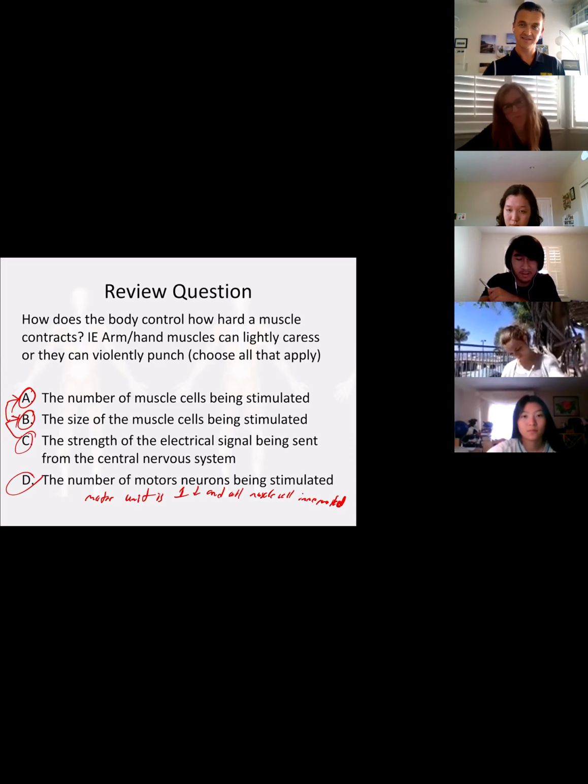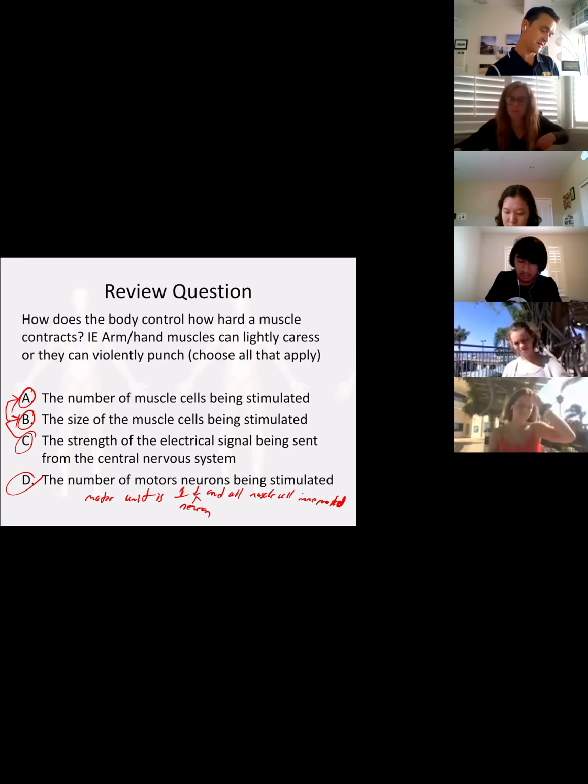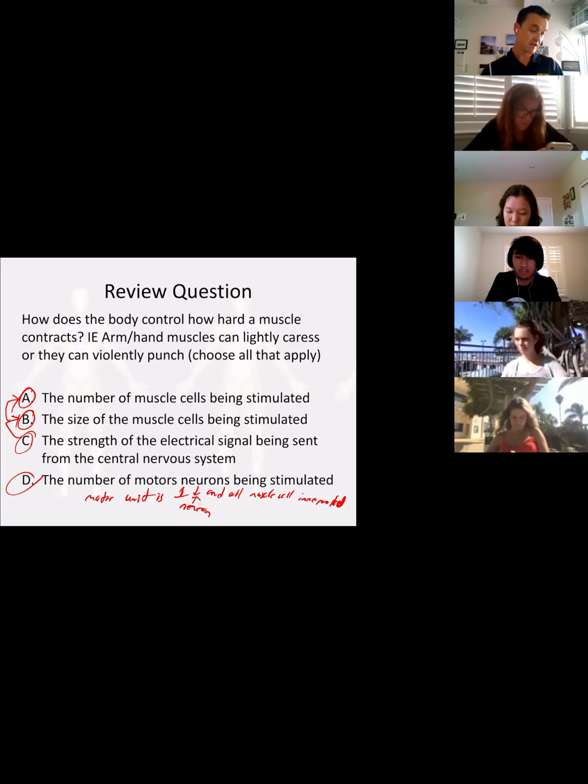Could you please repeat what was written in red at the bottom? Sure. That's really just repeating the definition of a motor unit. A motor unit is one motor neuron. I just put an arrow down here instead of writing neuron again. So one motor neuron and all the muscle cells innervated by that motor neuron is a motor unit. D is the number of motor neurons being stimulated. If we already said that the number of motor units being stimulated is a factor, then definitely the number of motor neurons being stimulated would be a factor too.